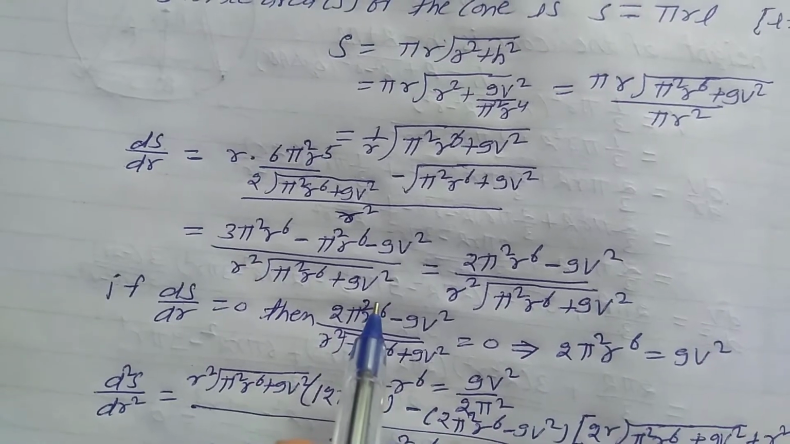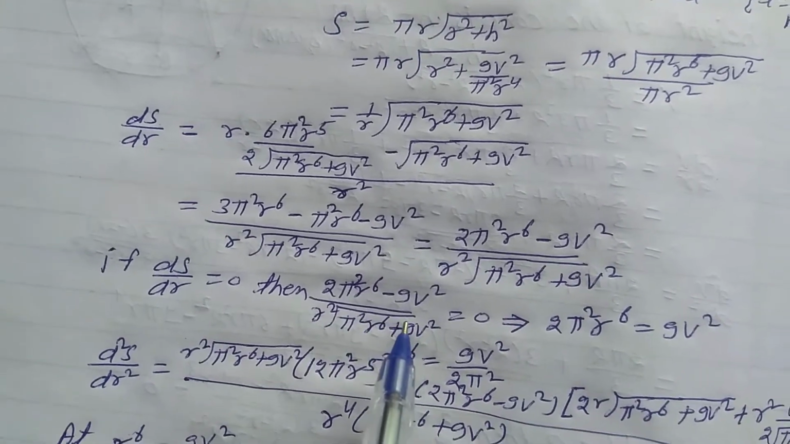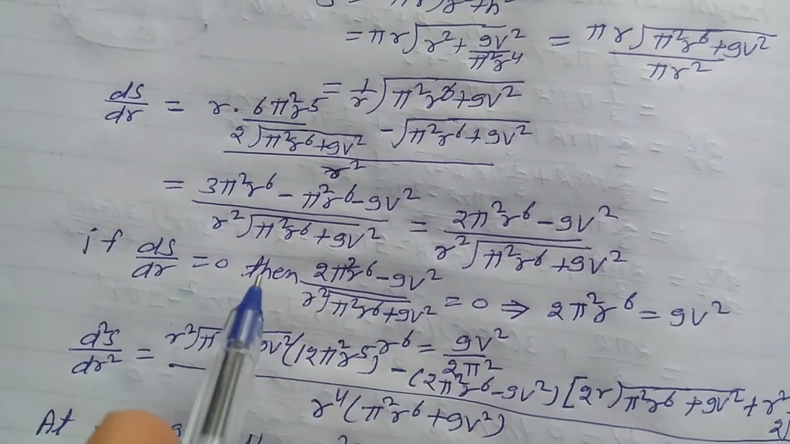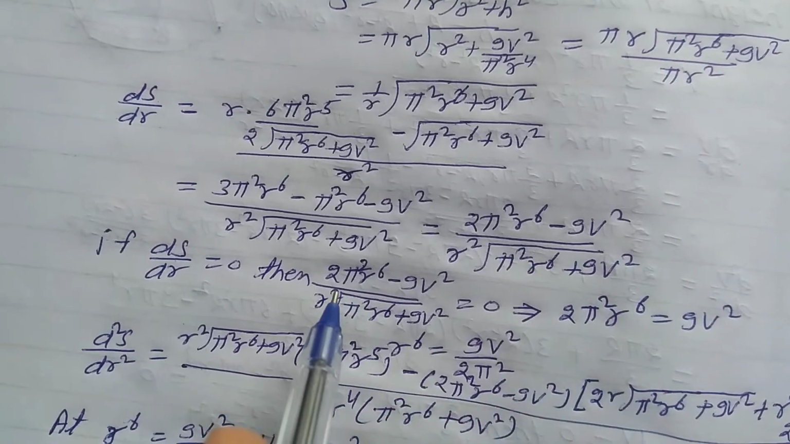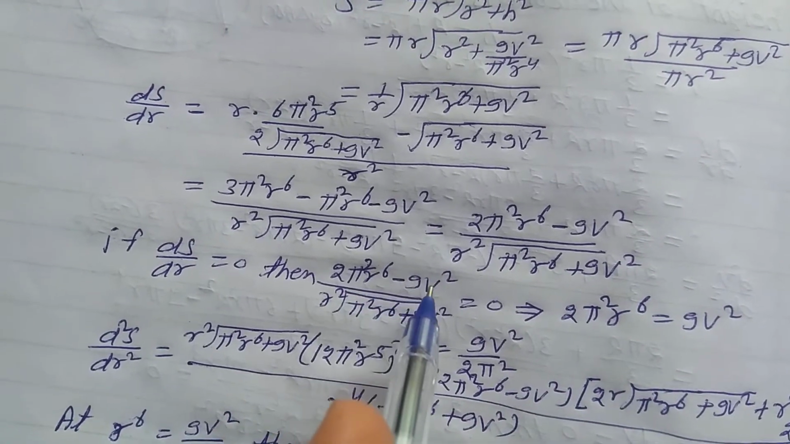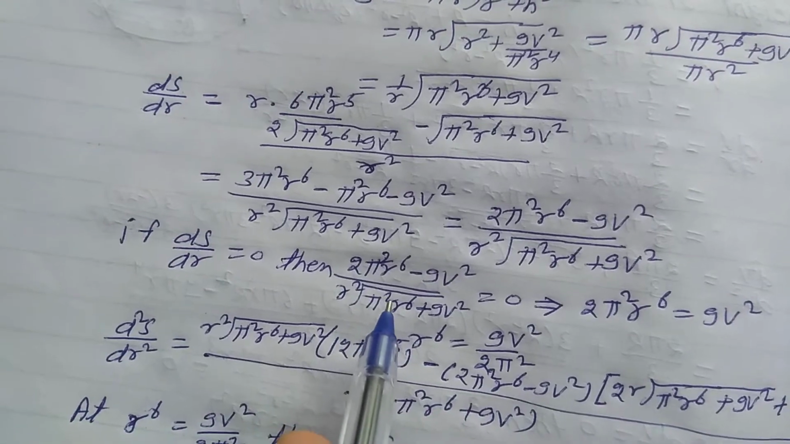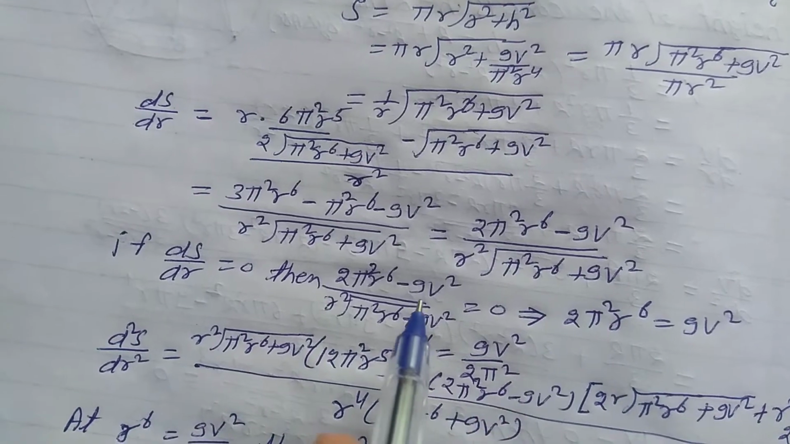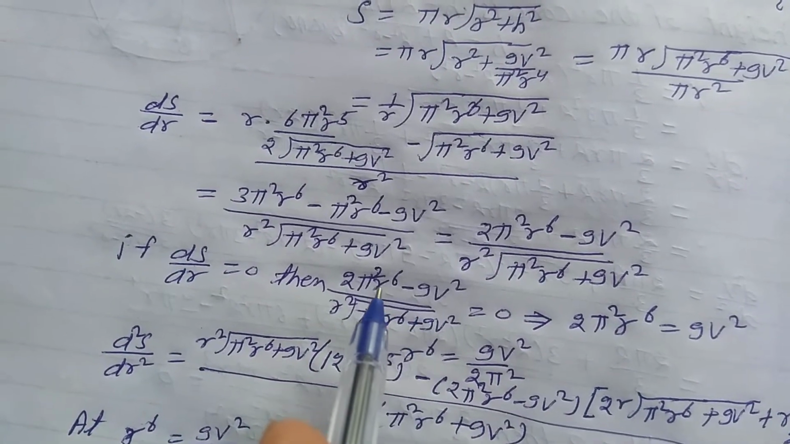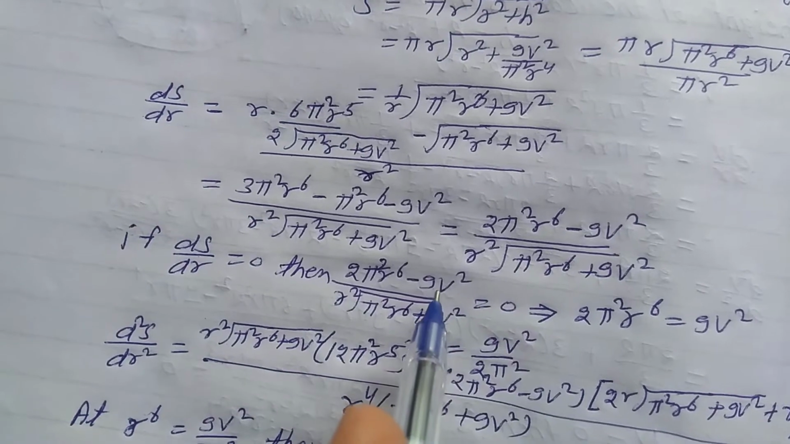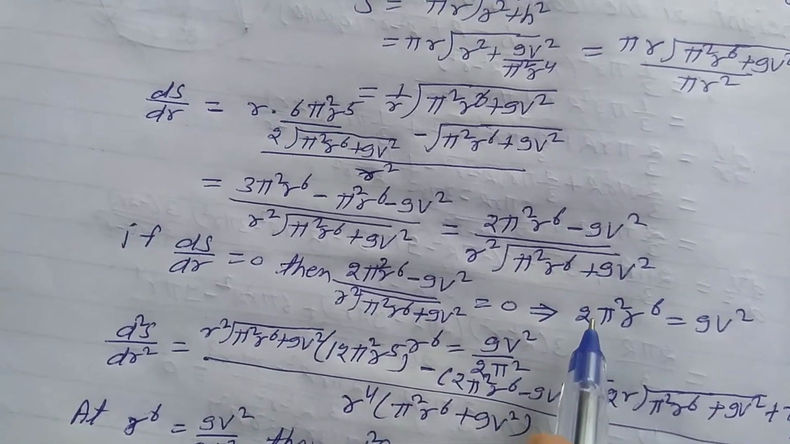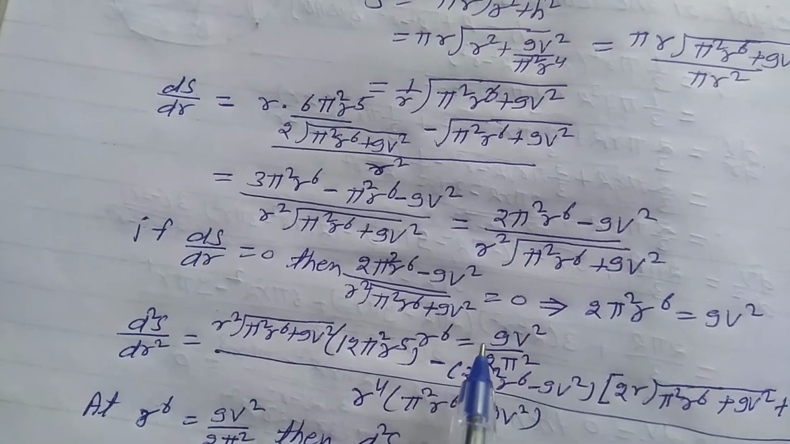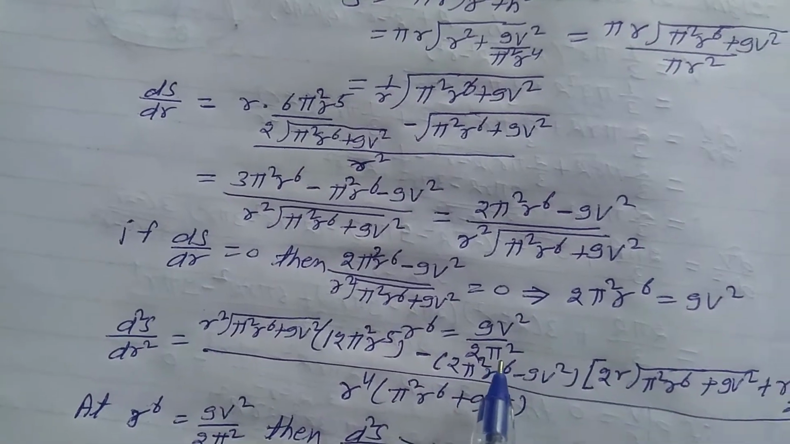To find the relation between r and V, if dS upon dr is equal to 0, then this term is equal to 0. So 2 pi square r power of 6 minus 9V square upon r square root of pi square r power of 6 plus 9V square is equal to 0. The denominator is transferred to the other side, giving 0, and minus 9V square is transferred to the other side, so 2 pi square r power of 6 is equal to 9V square. So r power of 6 is equal to 9V square upon 2 pi square.